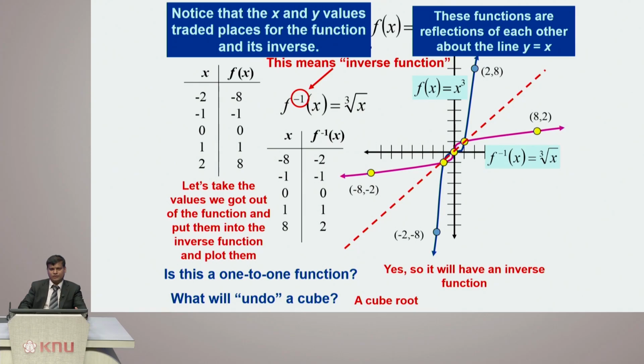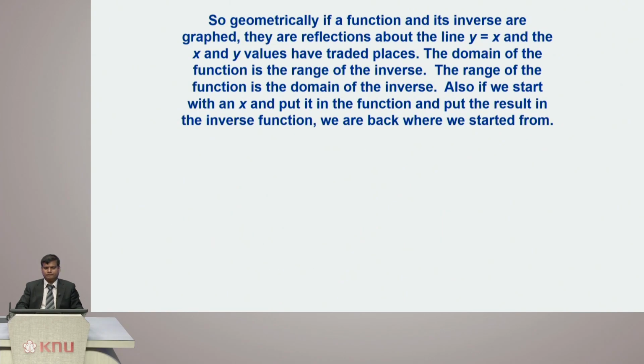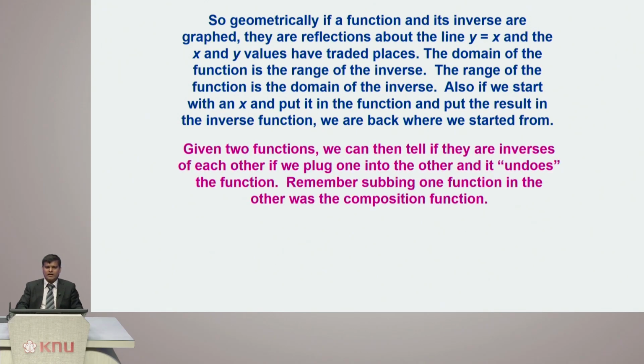Yes, these functions are reflections of each other. Since they provide the exact reflection, we can call it the inverse function. So geometrically, if a function and its inverse are graphed, they are reflections about the line y equals x, and x and y values trade places. So the domain of the function is the range of the inverse, and the range of the function is the domain of the inverse. That's why we say it's changing places.